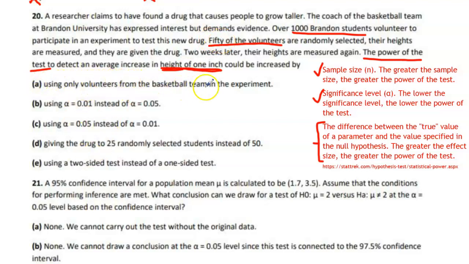This doesn't help us because only volunteers from the basketball team means our data would be biased. So that's no good. This says this is affecting the sample size, but this is 25 rather than 50. That's no good. We want the sample size to be bigger, not smaller. And then for the second one, significance level, it tells us that the lower the significance level means the lower power, which means a higher significance level, higher power. So I don't want to use 0.01 instead of 0.05 because that's smaller. However, using a larger significance level is going to mean a higher power. So C is the correct answer.